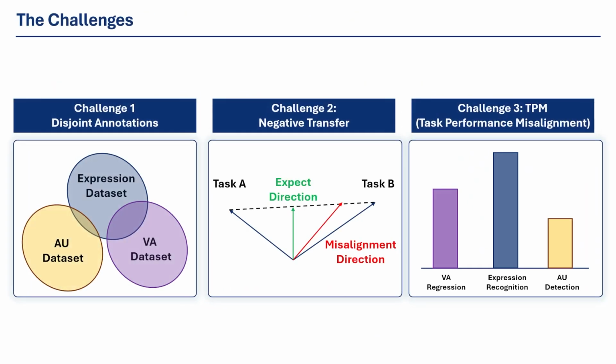However, unifying these tasks faces three critical challenges. Challenge 1 is disjoint annotations. Real-world datasets rarely provide all labels for a single image. Most data is partially labeled. Challenge 2 is negative transfer. When training jointly, tasks often conflict, dragging the optimization in different directions. Challenge 3 is task performance misalignment. Different tasks converge at different speeds, making it hard to achieve optimal performance for all tasks simultaneously.